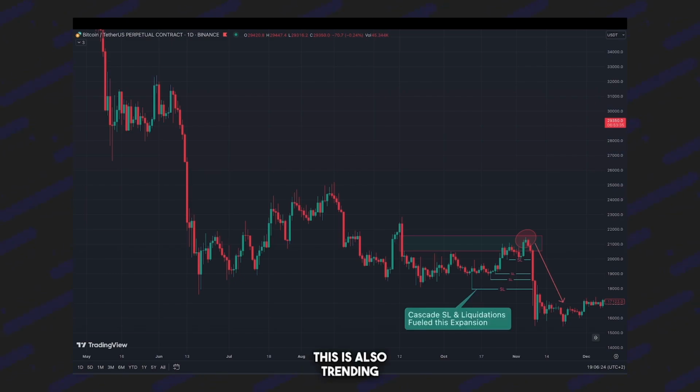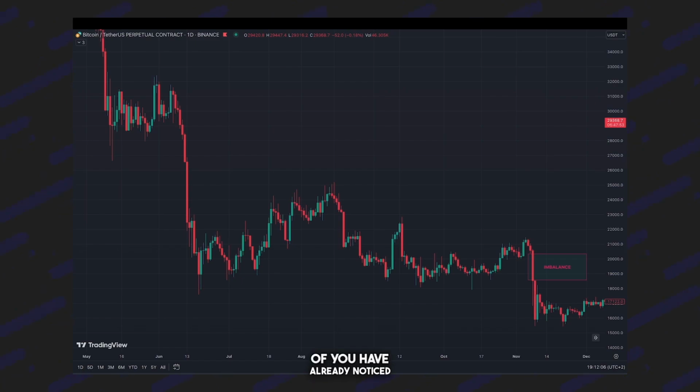This is also trending liquidity. When lows or highs are close to each other, they usually cascade and the price movement like a snowball develops sharply and rapidly. That is exactly what we just saw on the chart. I think the most attentive of you have already noticed that there is a bearish imbalance forming again.